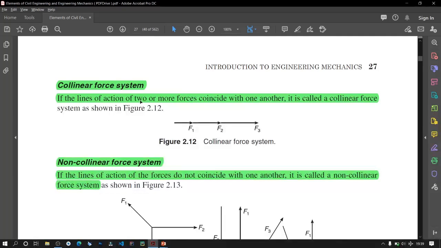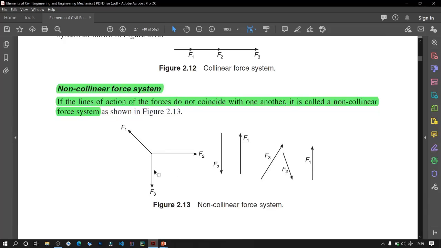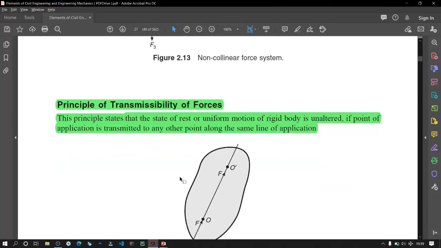Now collinear force system. If the lines of action of two or more forces coincide with one another, it is called a collinear force system. You can see these are all in one line, so it's collinear. And these are not in one line, so it's not collinear. They do not coincide with one another. Here you see it's coinciding, but the lines of action are different. So these are non-collinear.